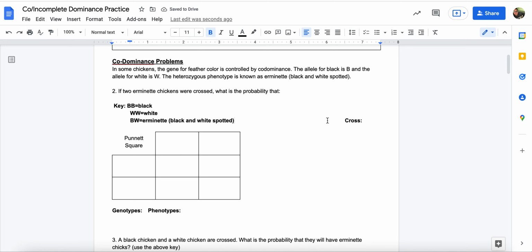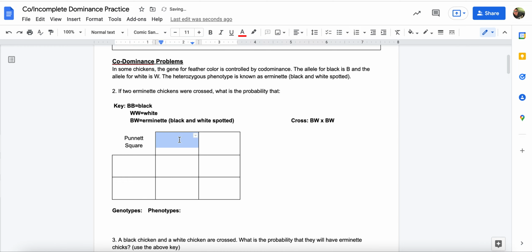When we go to do our cross, we have to read the problem. 2 erminette chickens were crossed. So we have to look at the key, erminette. It says erminette is capital B, capital W, crossed with capital B, capital W. Remember, when we fill in the Punnett square, only one letter goes in each box. This represents each gamete. This is a parent gamete. So this could be a sperm, this could be a sperm. This could be one egg, this could be one egg.